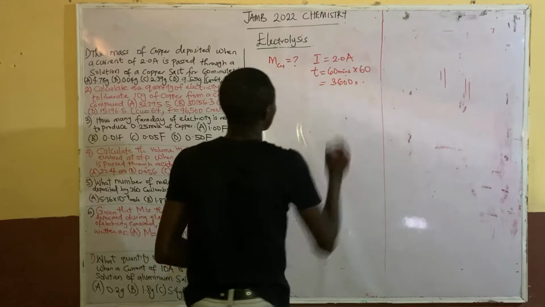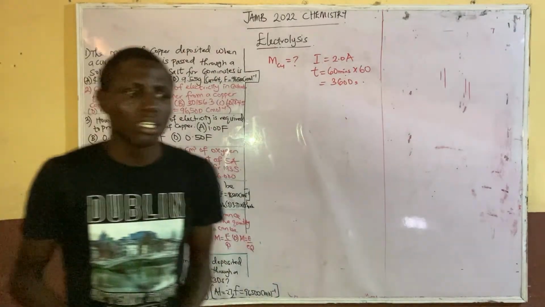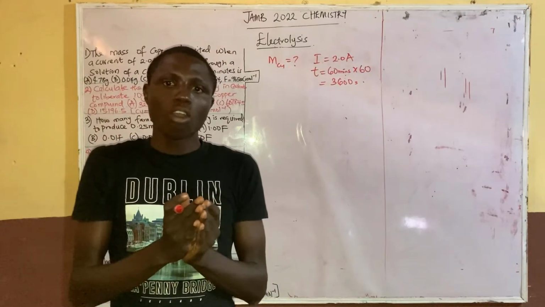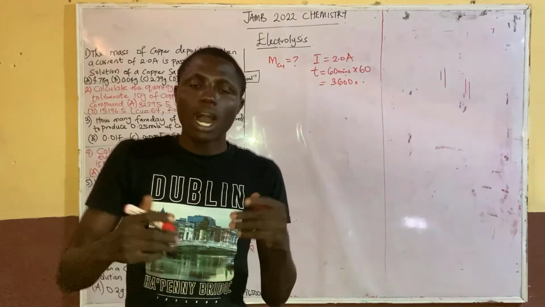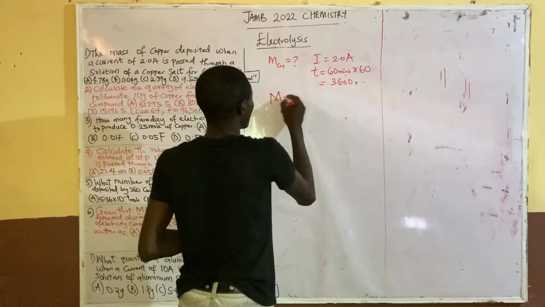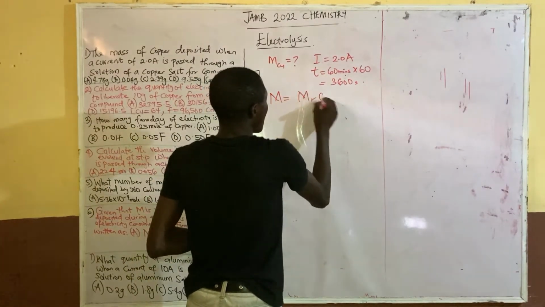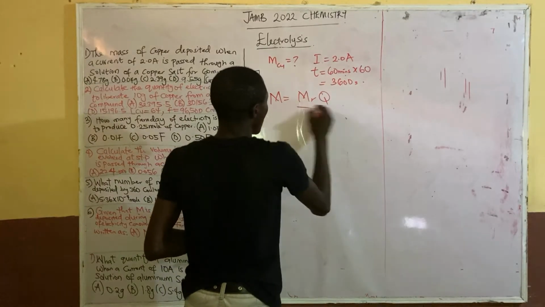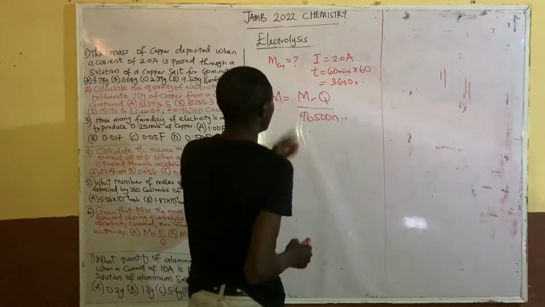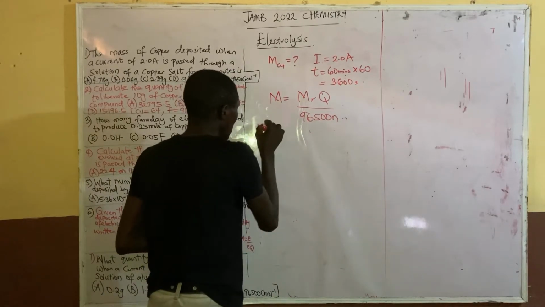We have 3,600 seconds. Now there is a formula that combines the first law and the second law together, and I'm going to write it for you. You need to note it. M is equal to Mr times Q all over 96,500 N.